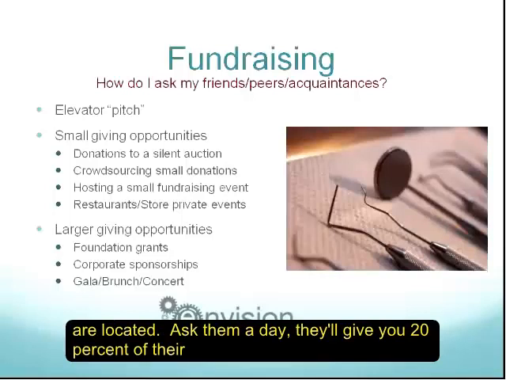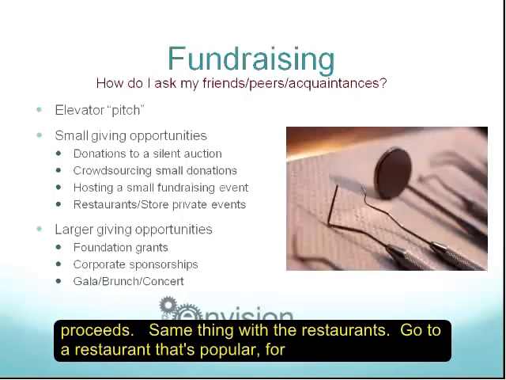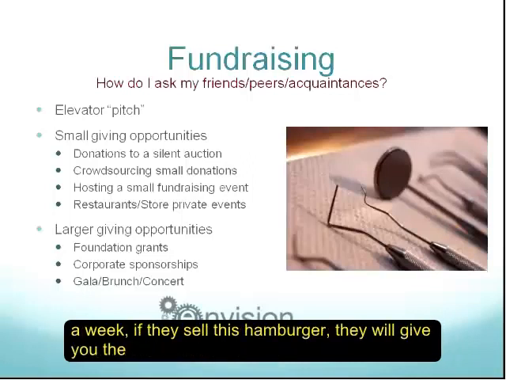Go to a store that is kind of semi-popular. Ask them if for a day they'll give you 20% of their proceeds. Same thing with a restaurant. Go to a restaurant that's semi-popular or very popular.